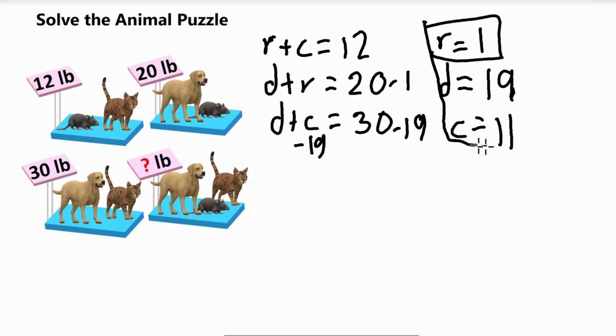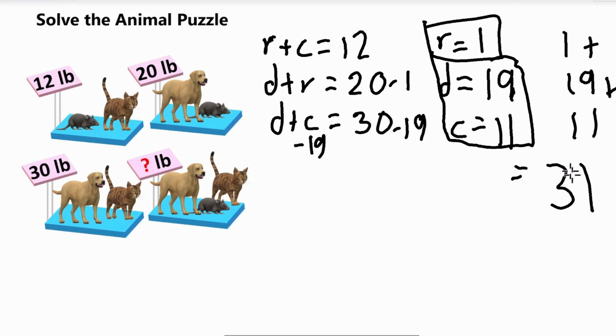Okay? So now let's solve the final question. It asked, how much do these animals weigh together? And we just do 1 plus 19 plus 11. And that gives us 31. Okay, so 31 pounds is our answer. Okay, so now that's how we solve that mathematically. But let me show a different trick we could have used to solve it faster.